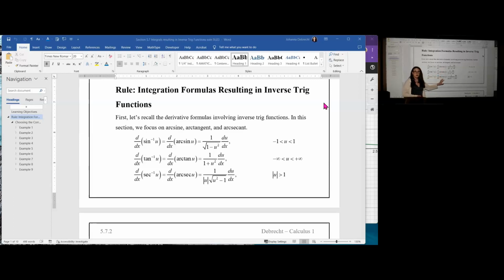I prefer the arc form of the inverse trig functions. The derivative of the arcsine of u is 1 over the radical 1 minus u squared times the derivative of u with respect to the independent variable. The derivative of arctangent is a rational function, 1 over 1 plus u squared times du dx. Arcsecant is the only one that has an absolute value in it. It is 1 divided by the magnitude of u, or absolute value of u, times the square root of u squared minus 1 times du dx, the chain rule built into it.